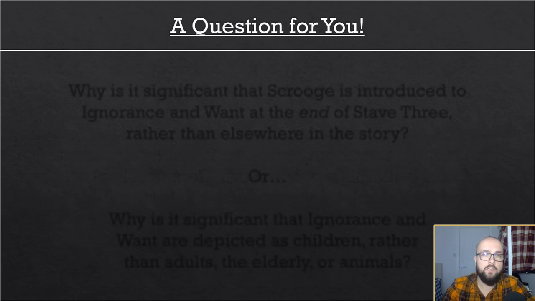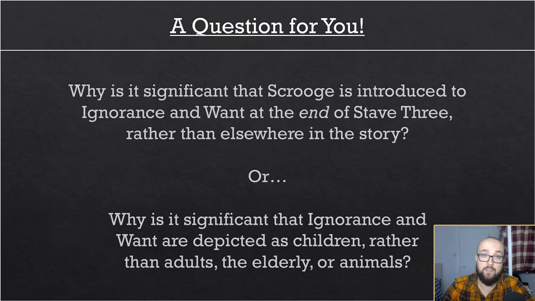And for this video, I've actually got two possible questions for you to reflect on. Lucky you. So, why is it significant that Scrooge is introduced to ignorance and want at the end of stave 3, rather than elsewhere in the story? Or if you want to do something else, why is it significant that ignorance and want are depicted as children, rather than adults, the elderly, or animals?